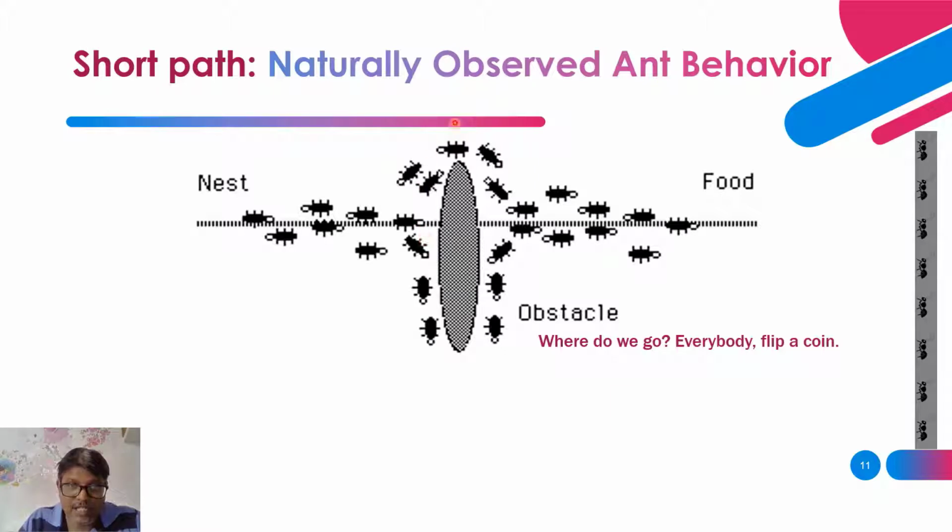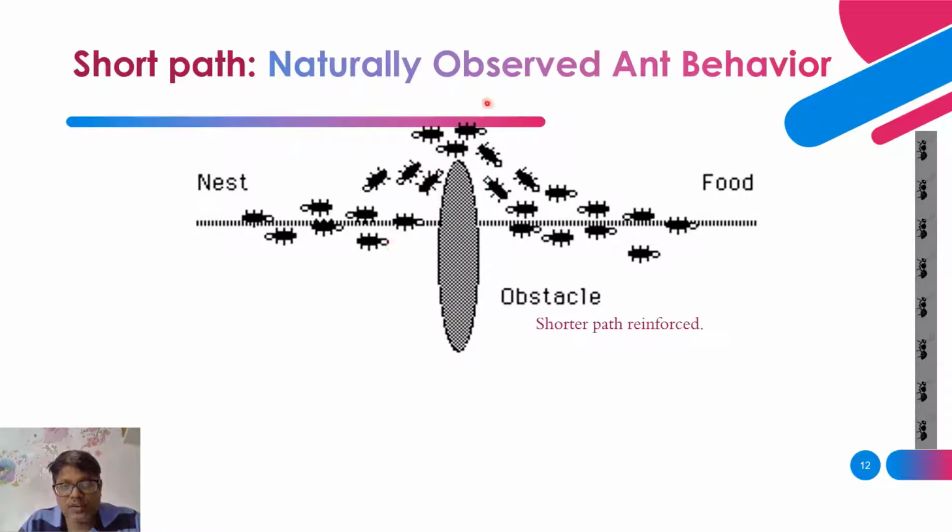So there are 3 on the top and 3 on the bottom, and they start flowing. While taking this new path, they deposit pheromones, as if each one flips a coin and then starts depositing. At the end it finds the shortest path like this, and the ants start flowing through this way. Even though there is an obstacle there, they find the path, and the shorter path is reinforced. Everyone would have observed this naturally.